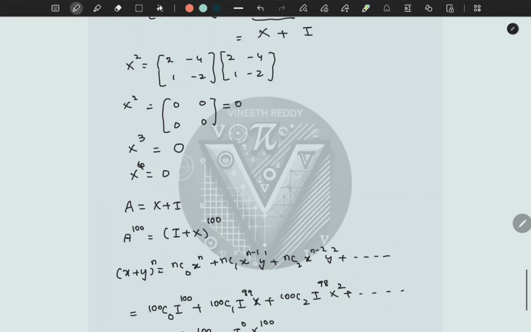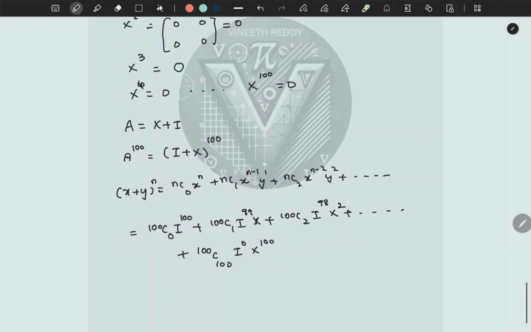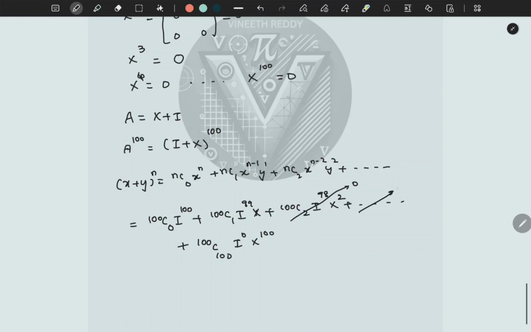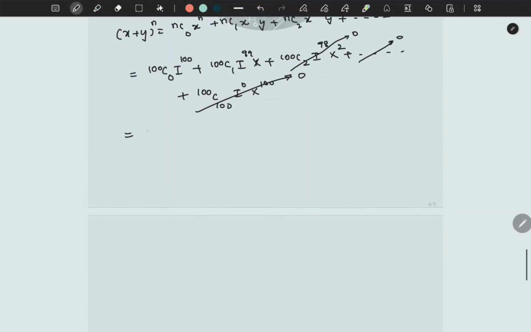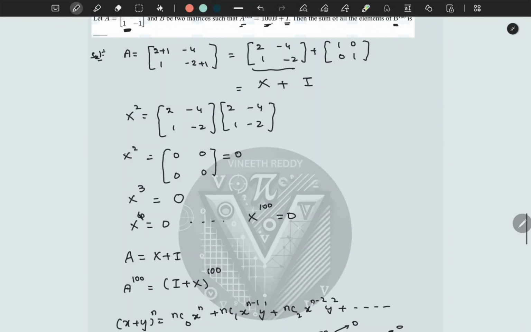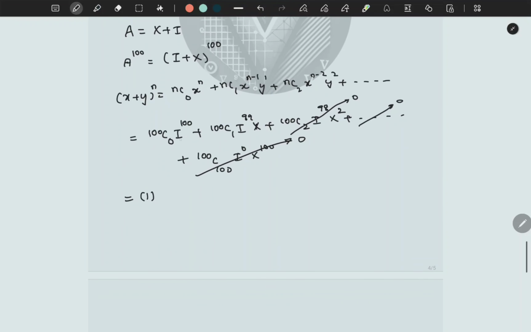See, X square is a null matrix. That means X to the power 100 is also a null matrix, right? X cube also should be a null matrix. All these terms should be null matrices. So 100C0 is nothing but 1, dear students, and I to the power 1 is I, I to the power 2 is also I. You can check it yourself. I raised to any positive integer power is equal to I. So I to the power 100 will be I, and 100C1 is 100 into I to the power 99, which is I. So here we get I into X.